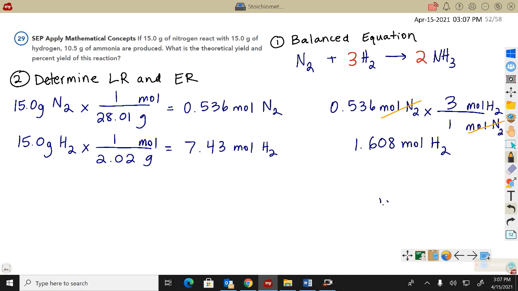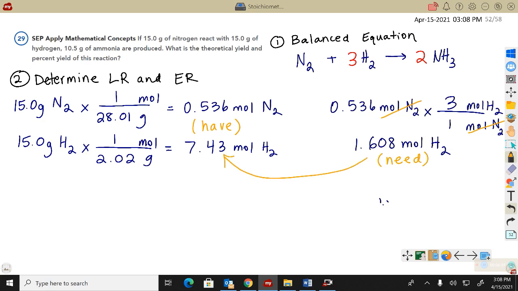But the numbers mean something, and it is very methodical, and I have to know what these numbers mean. Well, these amounts over here, the 15 grams, I turned them into moles. These are what I have. I have a certain amount of nitrogen and hydrogen. I just turned them from grams into moles. This little calculation over here gives me the amount that I need. So I need about 1.6 moles of hydrogen, and I compare that to what I have.